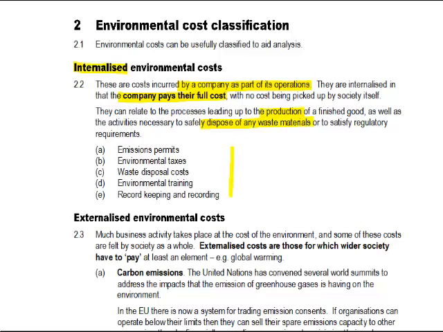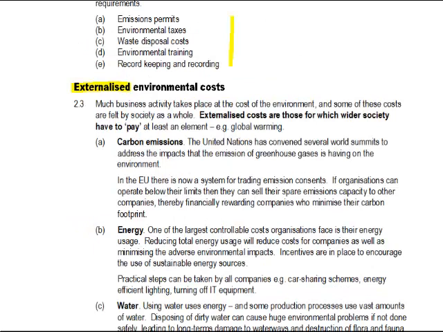So we've got some examples of these listed. Things like emissions permits, environmental taxes, waste disposal, environmental training, and record keeping and recording. So the company pays all of that cost, and the public won't know anything about it. Now, in contrast to that, we've got externalised environmental costs. An externalised environmental cost is a cost that is felt by society as a whole. So society pays at least an element of this, and probably the most well-known one of these would be something like global warming.